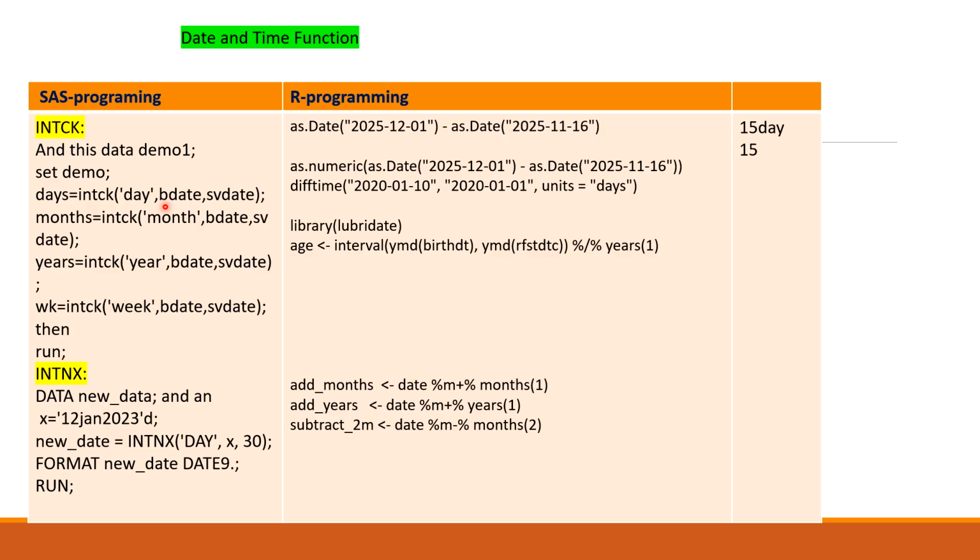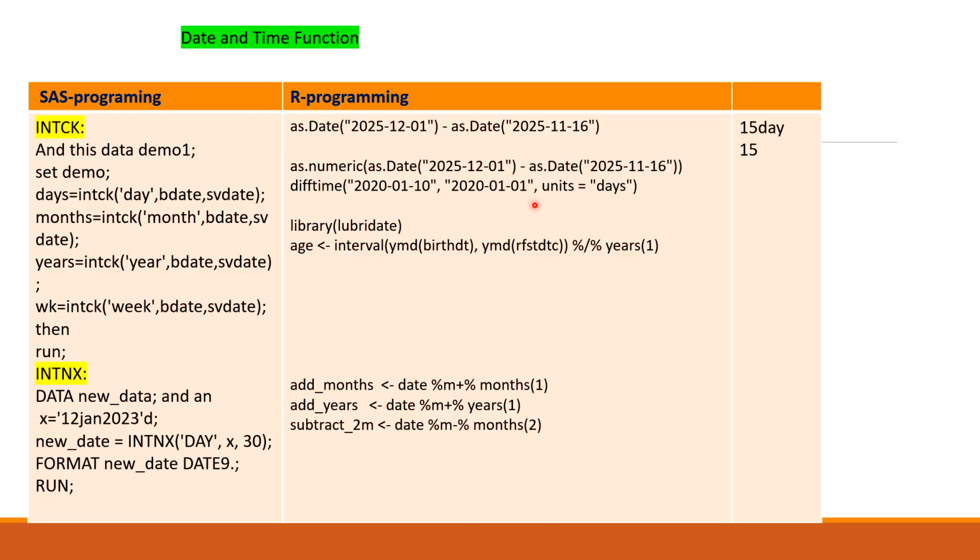If you want to get the difference day-wise, we need to use day. Or else if you want month-wise difference, we'll use month. Year-wise we need means year. Week-wise also we can go with week. All this is done by using the intck function in SAS programming. In the same way, in R programming also we can do different types of intervals.